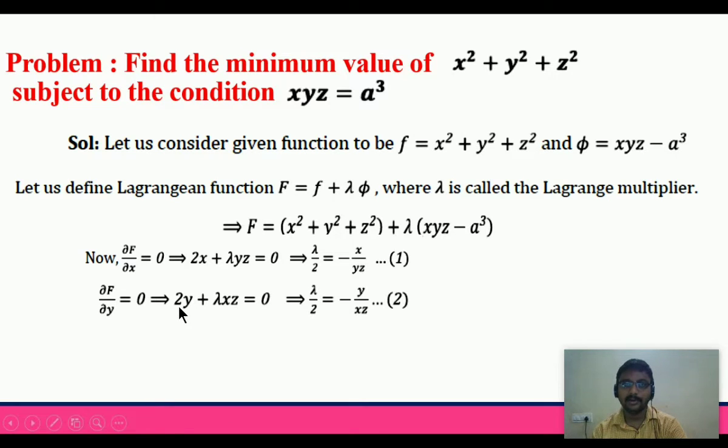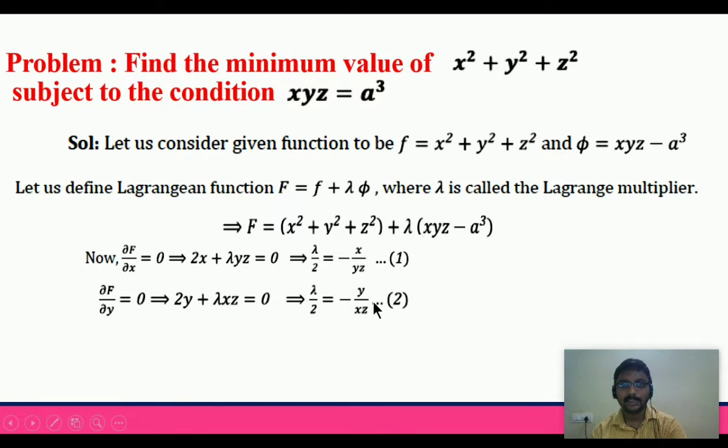So ∂f/∂y is obtained by differentiating f partially with respect to y, keeping x and z as constant. x² derivative is 0, y² derivative is 2y, plus z² derivative is 0, plus λ into xyz derivative is xz, and negative a³ derivative is 0, which is equated to 0, which gives the value of λ/2, that is λ/2 value is negative y by xz. Let it be equation 2.